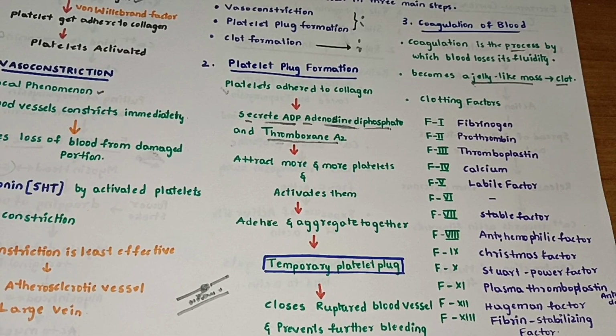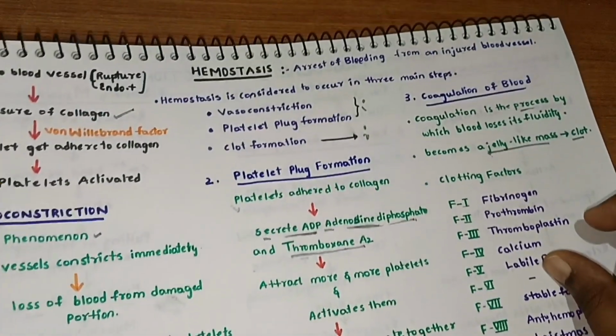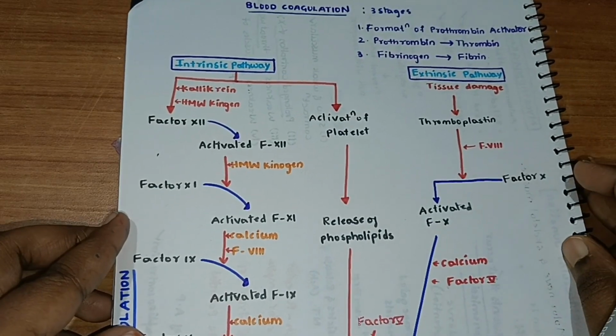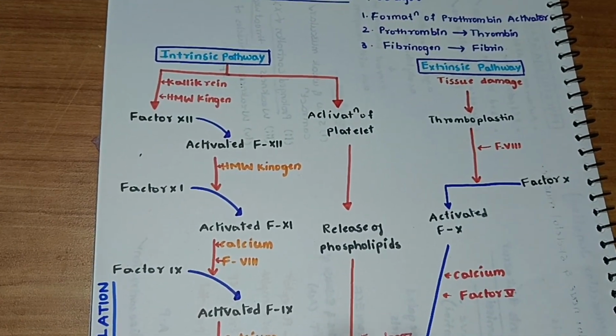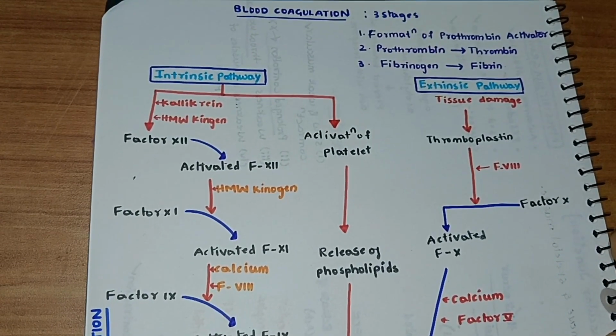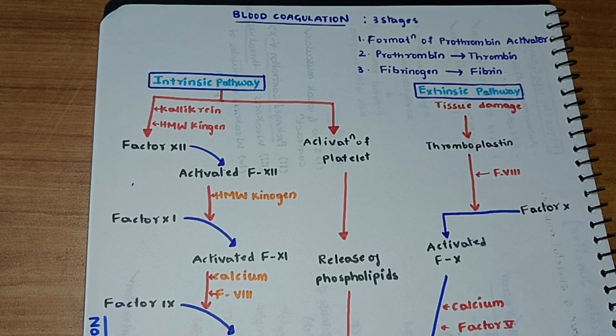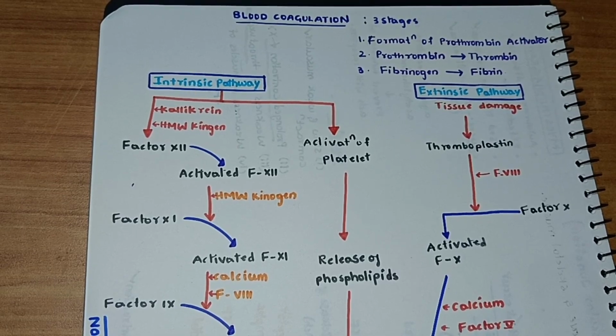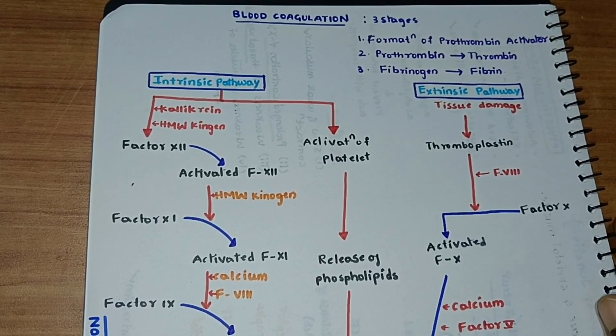So what is coagulation? Coagulation is nothing but the process by which blood loses its fluidity and becomes a jelly-like mass known as clot. Now let's see the blood coagulation. Yes, so here we go. What is blood coagulation? As I said, it is nothing but the loss of fluidity and becoming a jelly-like mass known as clot. So the blood coagulation takes place under three main headings.